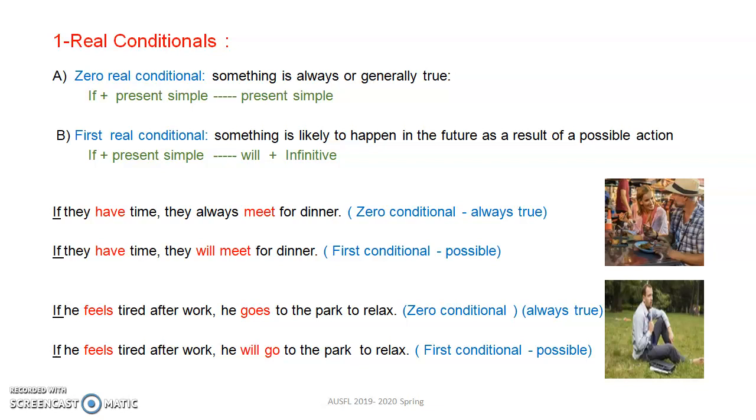If he feels tired after work, he goes to the park to relax. Zero conditional, which is always true. And if he feels tired after work, he will go to the park to relax. It is possible only under a certain and specific condition.